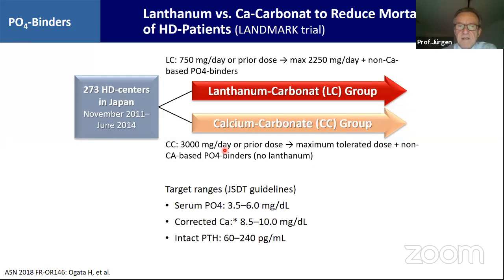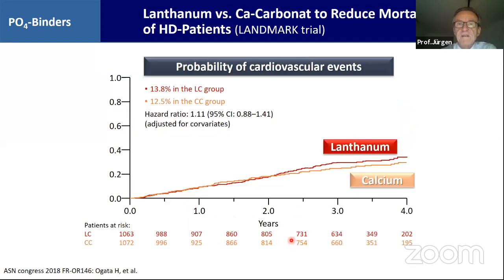These were the target ranges. And this is important to stress because Japan has very funny target ranges like no other country in the world. So their target PTH is low. This is what they found. The probability of cardiovascular events was more in the lanthanum group than in the calcium carbonate group. Very frustrating, because we would all believe that going calcium-free is better. So at least in Japan, the word is still out, what is the better phosphate binder?